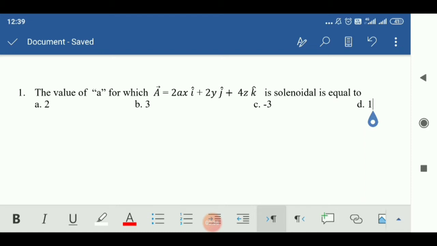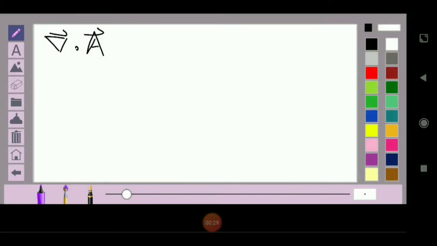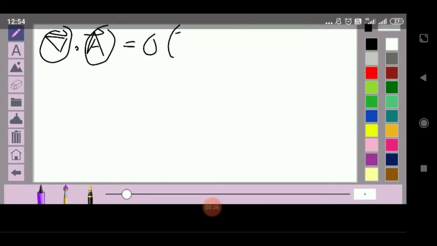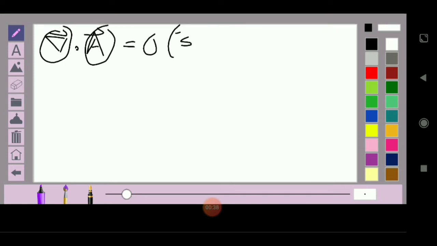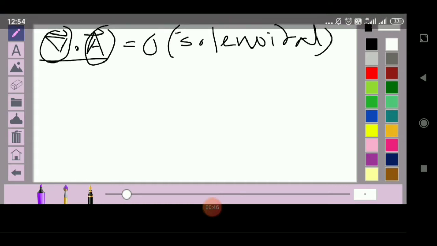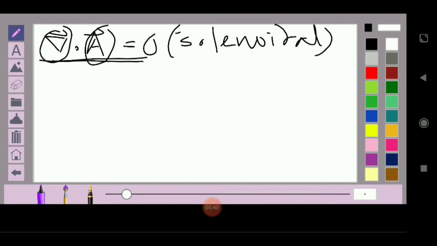So let's do it. The dot product between the del operator and the A vector equals 0 for being solenoidal. For being solenoidal, we can write down this mathematical condition. So first we have to perform the dot product between the del operator and the A vector.